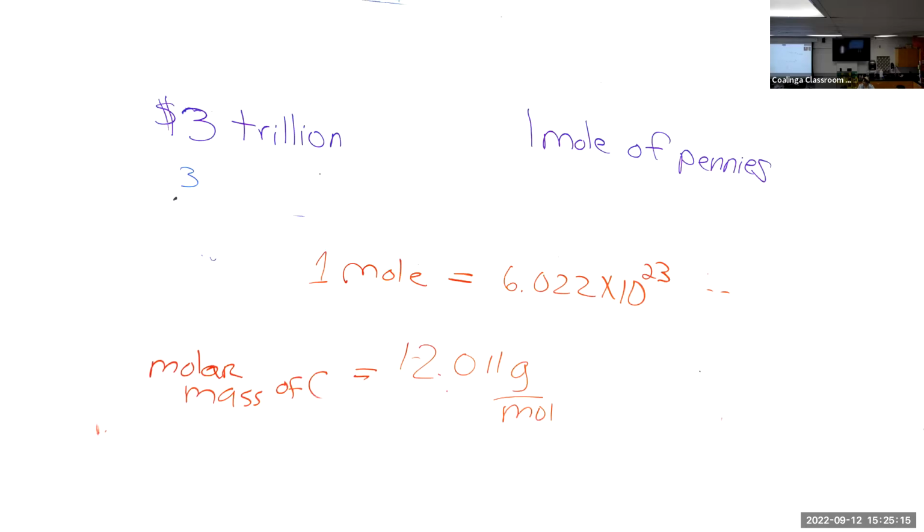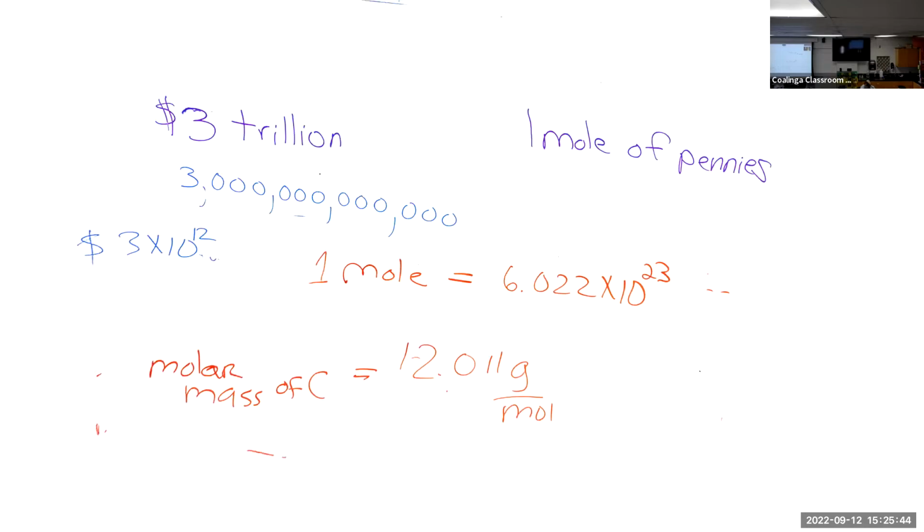Okay, wait, hold on, we'll get there. We'll show you how to convert it. Okay, so we have 3 trillion, right? So that's 3 followed by 12 zeros: 1, 2, 3, 4, 5, 6, 7, 8, 9, 10, 11, 12. So that's 3 times 10 to the 12.